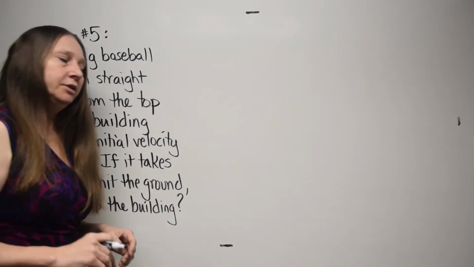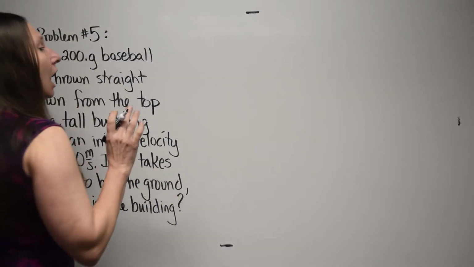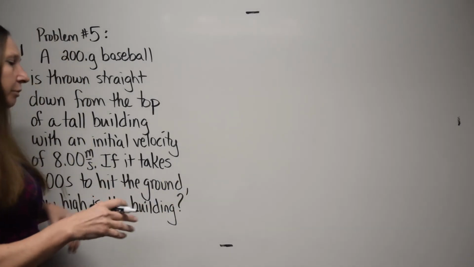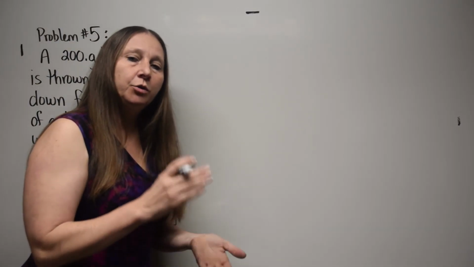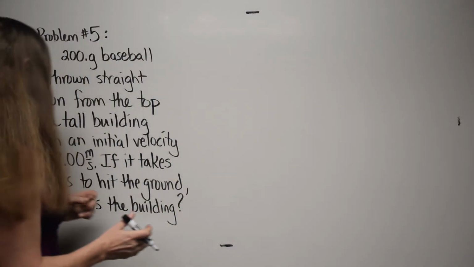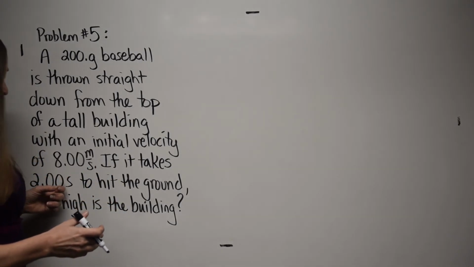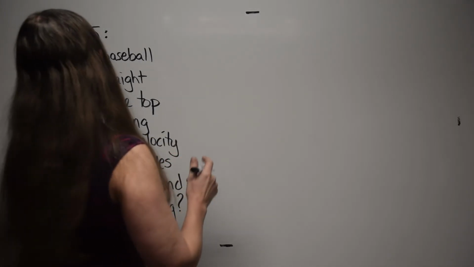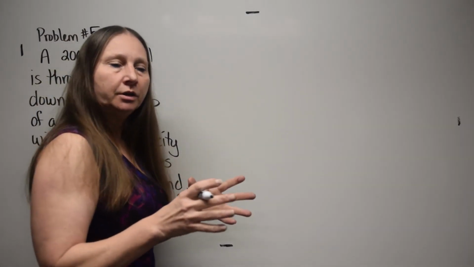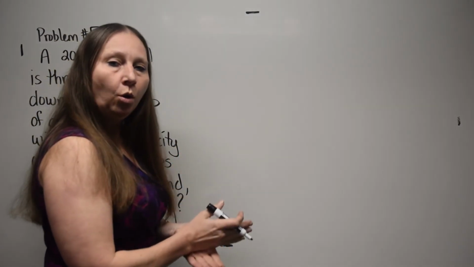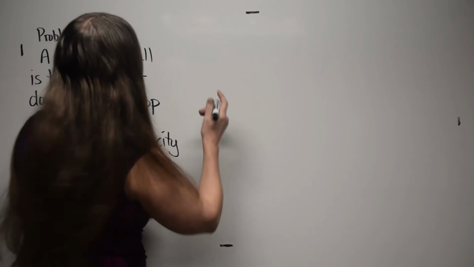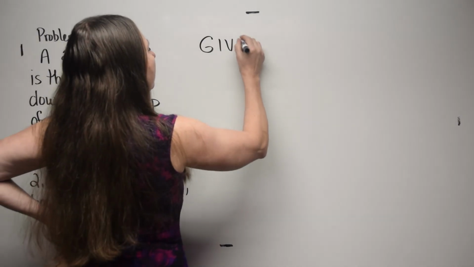All right, I predict that the building is higher than 20 meters. We gave it extra speed at the beginning, so it covered a lot more distance in those 2 seconds. All right, so now let's do the calculation. My prediction is that the building is more than 20 meters high. All right, here we go.